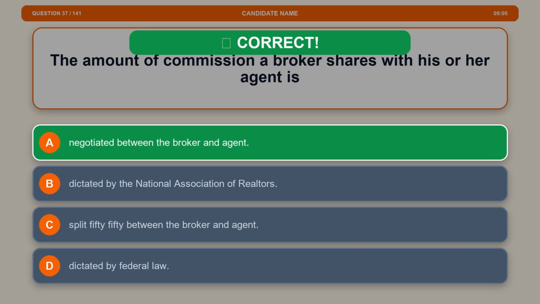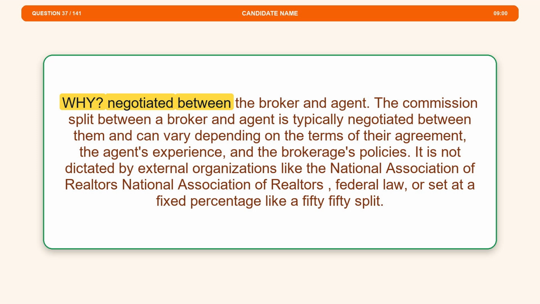The correct answer is option A, negotiated between the broker and agent. The commission split between a broker and agent is typically negotiated between them and can vary depending on the terms of their agreement, the agent's experience, and the brokerage policies. It is not dictated by external organizations like the National Association of Realtors or federal law, nor set at a fixed percentage like a 50-50 split.